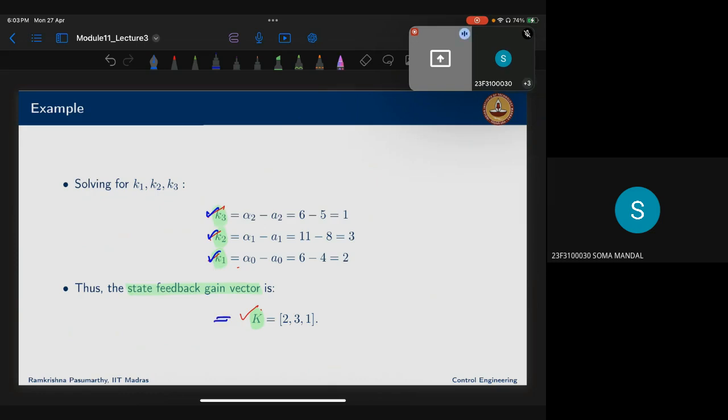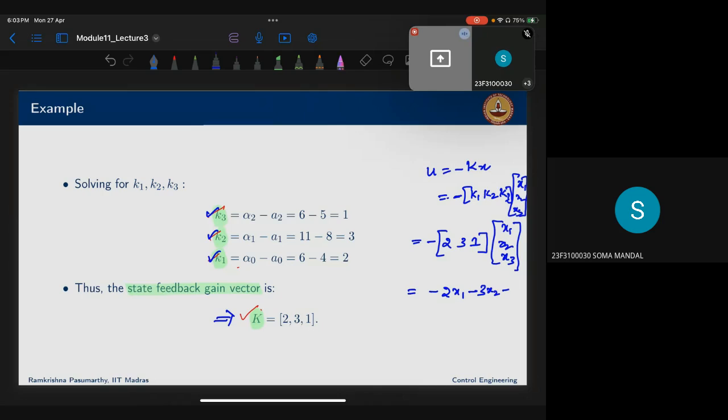So this is K equal to 2, 3, 1, which is nothing but u is equal to minus Kx, which is nothing but minus K1, K2, K3 times x1, x2, x3, which is nothing but minus 2, 3, 1 times x1, x2, x3. That is nothing but minus 2x1 minus 3x2 minus x3. That is the expression for u.